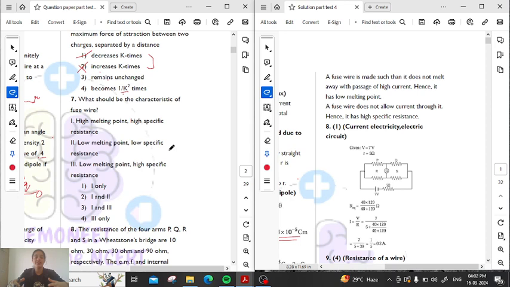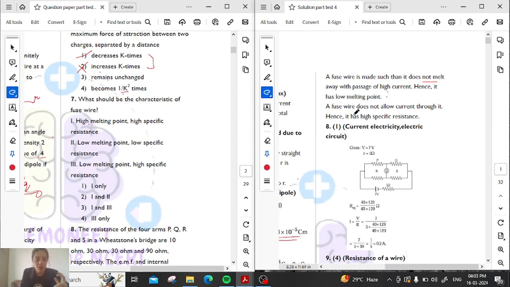So in some cases students, what you do is you will think it is a high melting point, कि high melting point होगा तो हम use करें, but no, it has a low melting point, right? So fuse wire is made such that it does not melt away with the passage of high current, hence it has a low melting point.